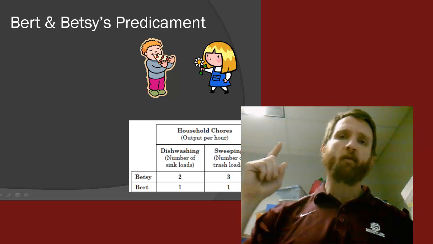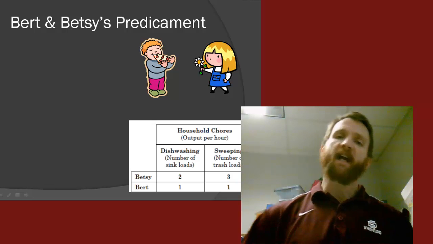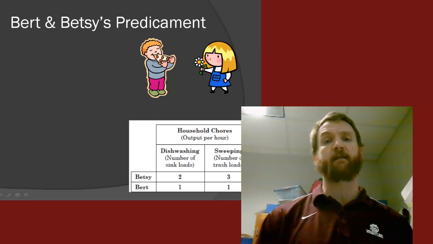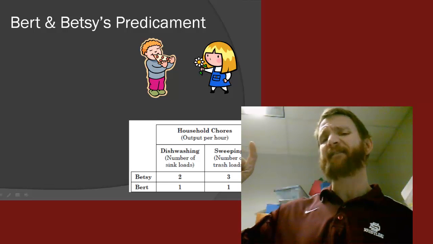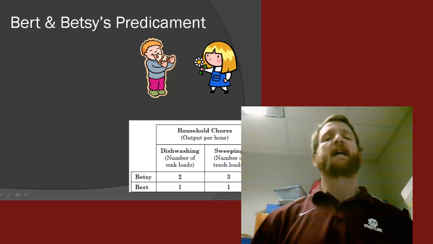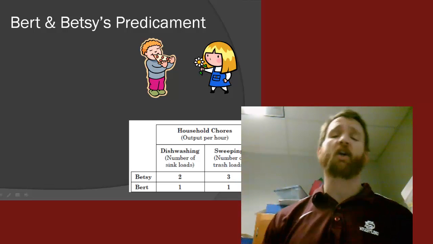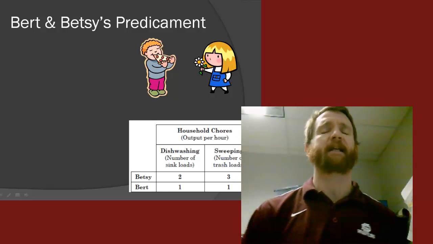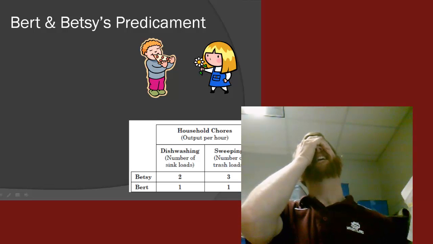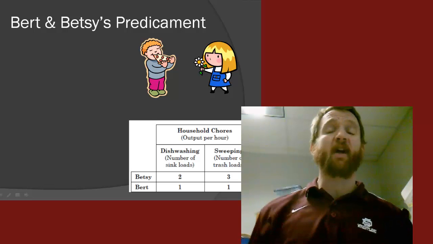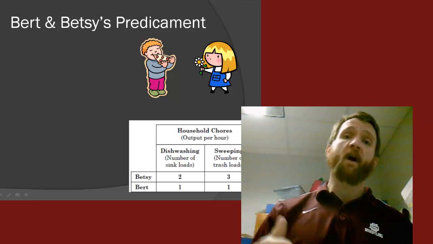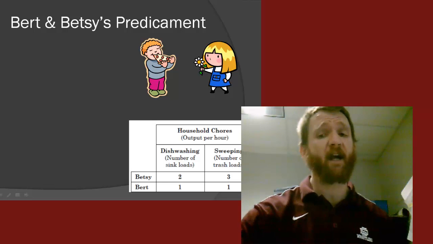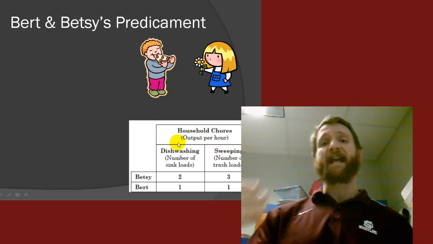You guys haven't washed dishes for 3 days, and so there's a sink full of dishes that needs to be washed. And you guys haven't taken out trash in 5 years, so you're going to do it right now out of the garage. You got to clean up the garage. And so Bert and Betsy are like, oh, crap, that's no good. All right, so we can see here down at the bottom how much they can do in an hour.